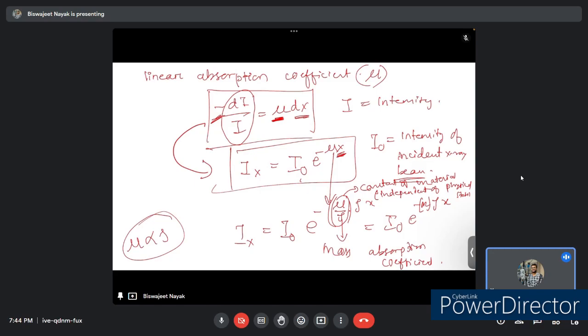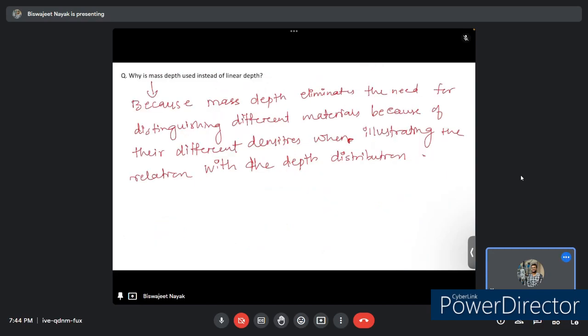So hence, as it is an independent quantity, we use it more often than the linear depth parameter.